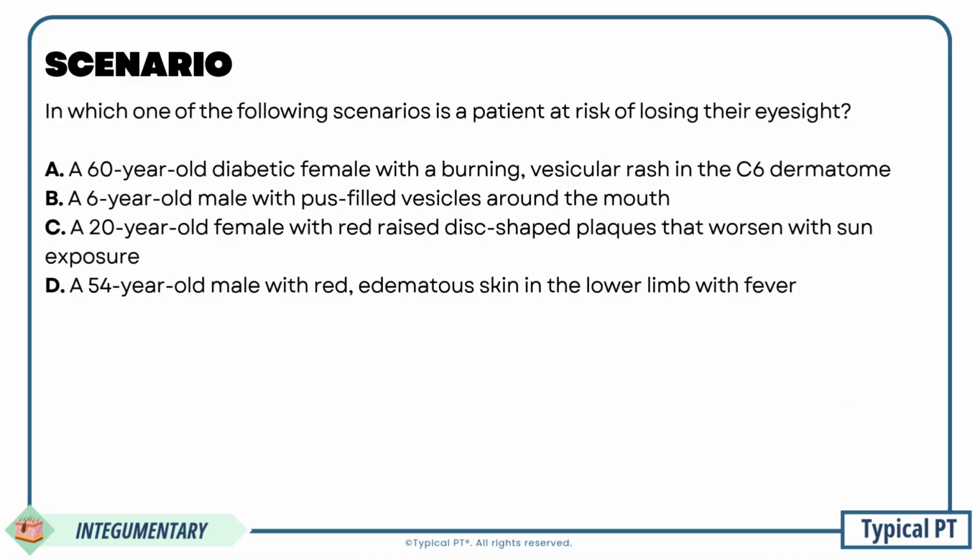Welcome back. The correct answer is choice A. A 60-year-old diabetic female with a burning vesicular rash in the C6 dermatome.